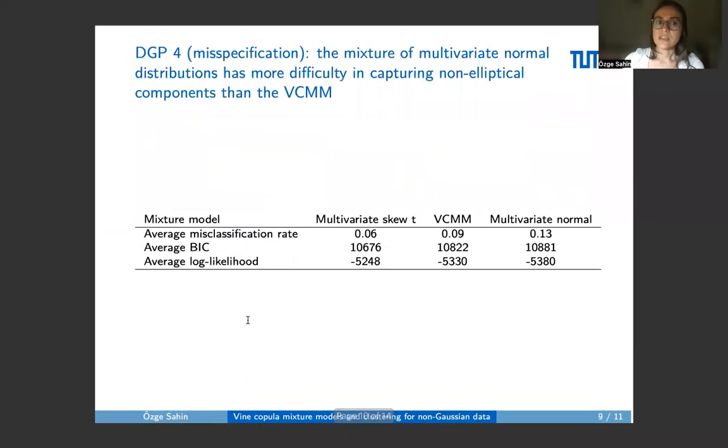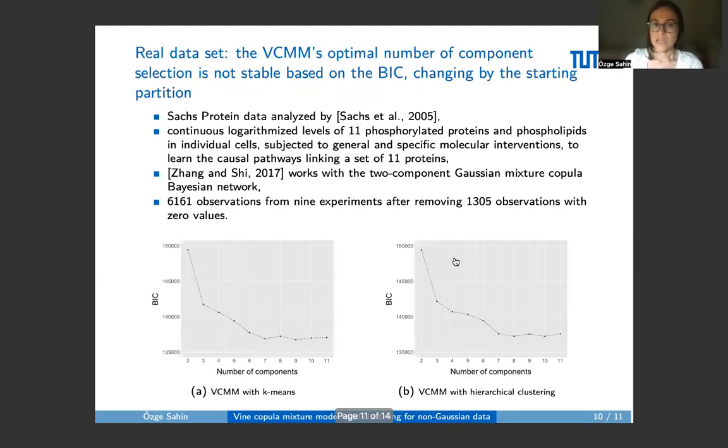In our last data generating process, the misspecification using the mixture of multivariate skew t, you see in the table that the misclassification rate and the average BIC using the multivariate skew t are the best, but our algorithm is better than using the multivariate normal in such situations, because the mixture of multivariate normal distributions has more difficulty capturing non-elliptical components than our methods. So this was the simulation studies, and we also have three more real data set analyses to make more comparisons in terms of clustering quality and computation time.